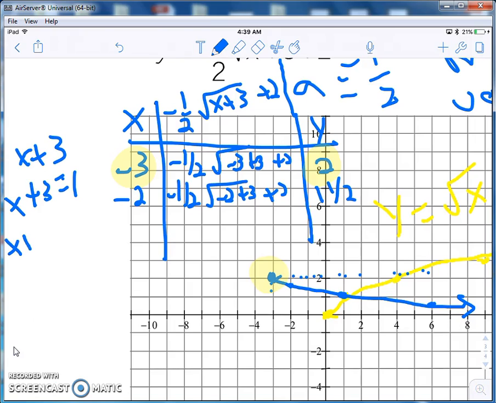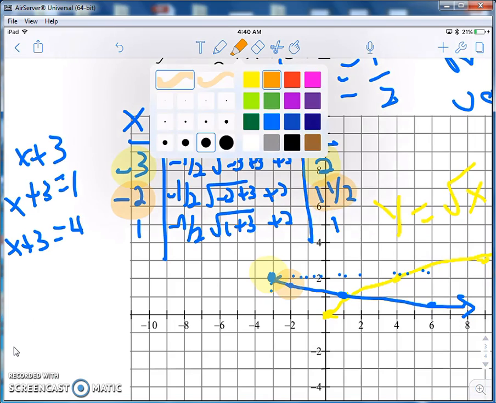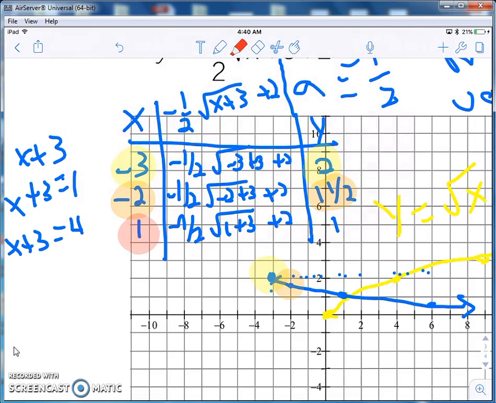The next perfect square I want under the radical is going to be 4. So I need x to be 1. So -1/2 times the square root of 1 plus 3, which is 4. When you get that math done, you should get 1. Sorry, I didn't give you those points. So the second point we graphed is there. And this third point, x is 1, y is 1, is right there. How much fun is that?